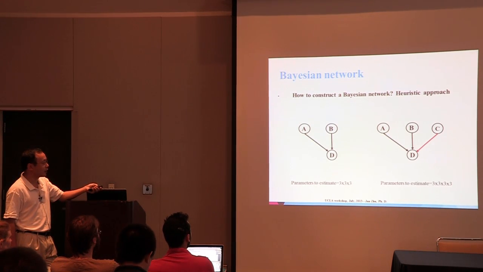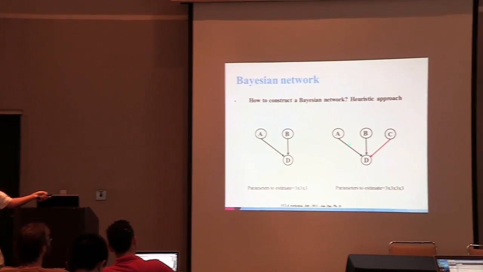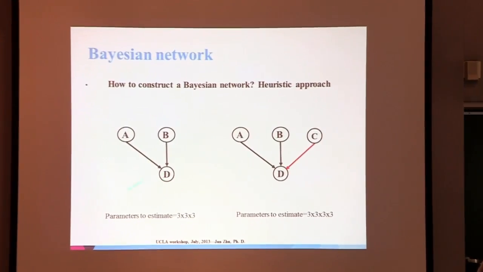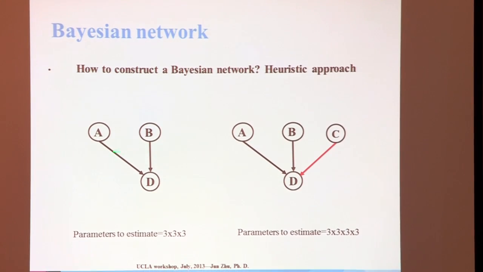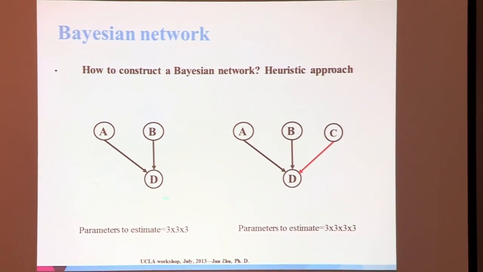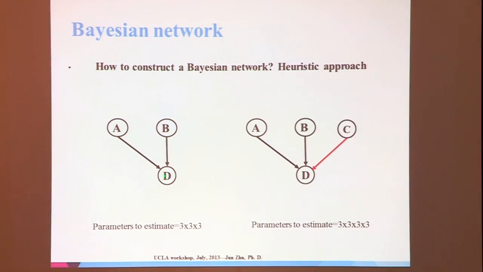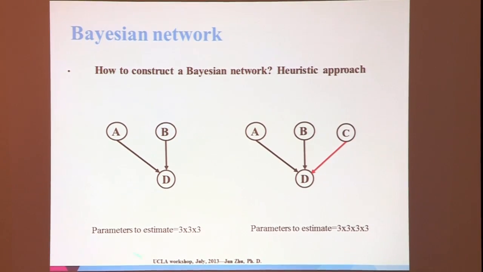So like this one, initially you only have two parents, and then you propose a change to a parent. Suppose we just assume everything has 3 states. Then essentially you estimate the conditional probability table of D given A and B. So the number of parameters you need to estimate is just 3 by 3 by 3. But if you add one parent, then it's just times 3. So you can see the number of parameters already changed, so the searching space dimension already changed.